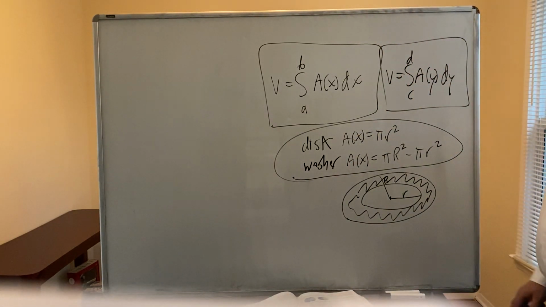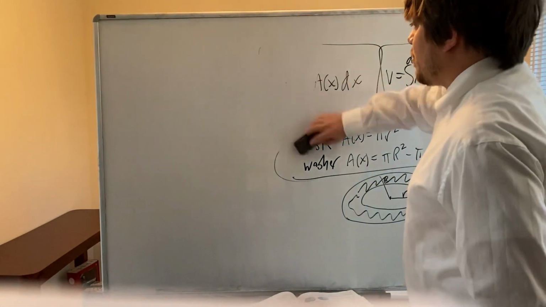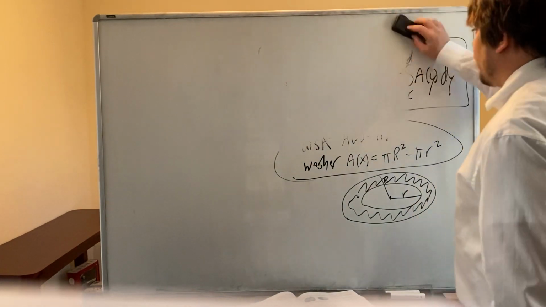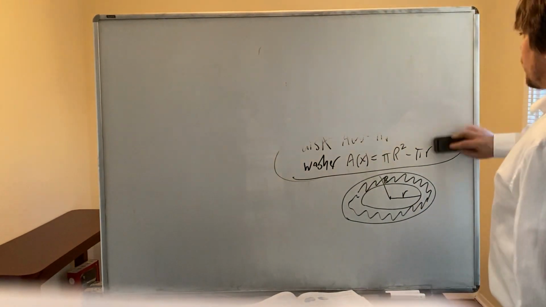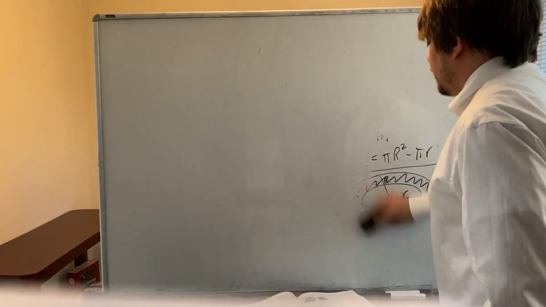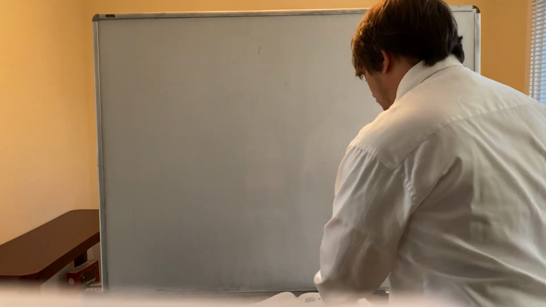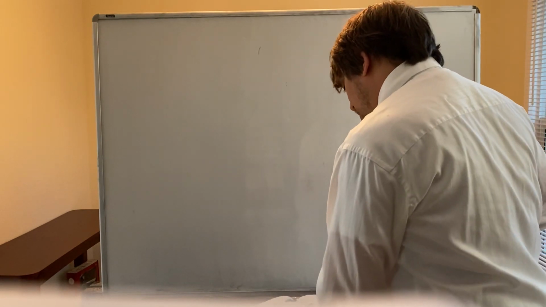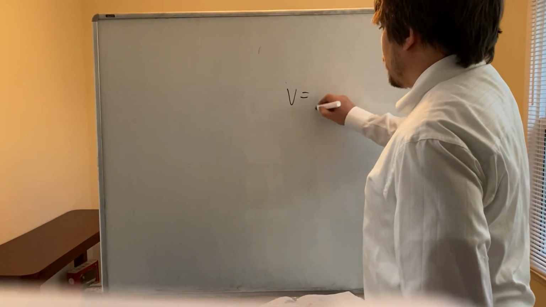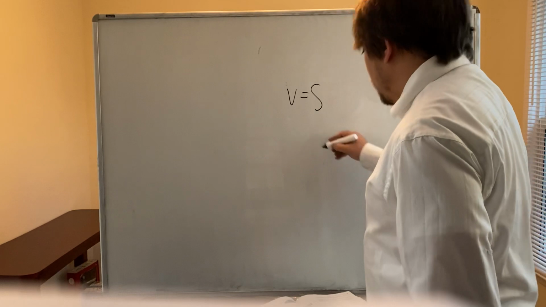In 7.3, we talk about volumes by cylindrical shells. In 7.3, we now add another method to calculating volumes, and that's a method by cylindrical shells. The volume is equal to the definite integral from a to b of 2 pi x f of x dx. This is a brief overview of 7.3.